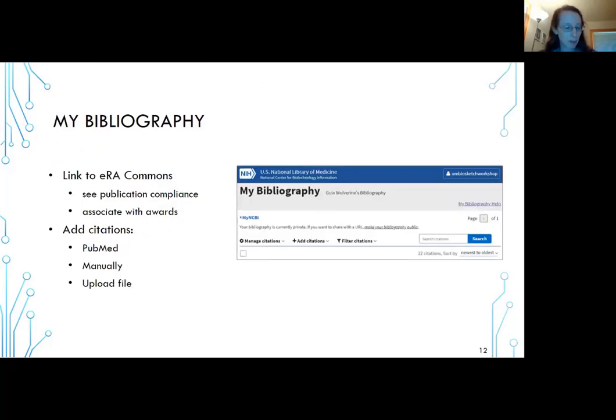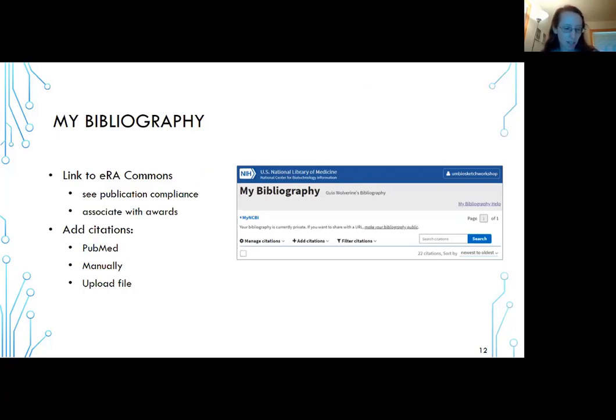So I mentioned My Bibliography, and I'm going to be mentioning that again. So I just want to pause briefly to mention a little bit more about My Bibliography. For anyone who's not familiar with My Bibliography, it's an online resource for storing citations, especially from PubMed. It's created and maintained by the same group that maintains PubMed. And if you do any type of grant administration, you can link the My Bibliography to an ERA Commons account.